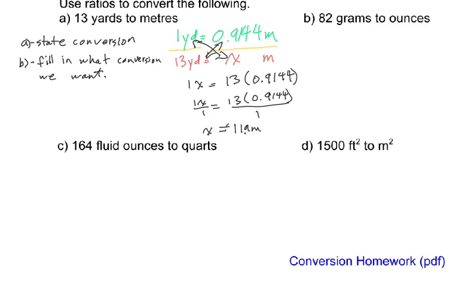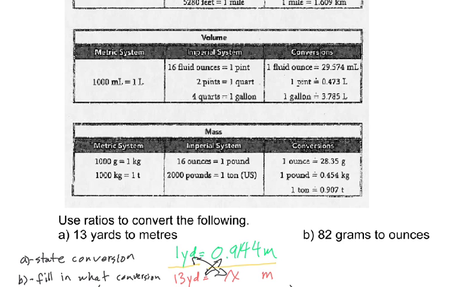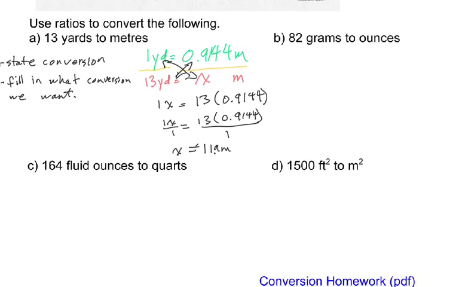So now we're going to take a look at our conversion chart for part B. And you notice here it says that we have 82 grams going into ounces. So that's this one right here. So let's just quickly circle that. This one has 1 ounce is equal to 28.35 grams. So we're going to go back to our problem and set up our basic equation.